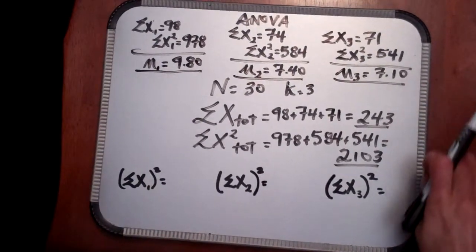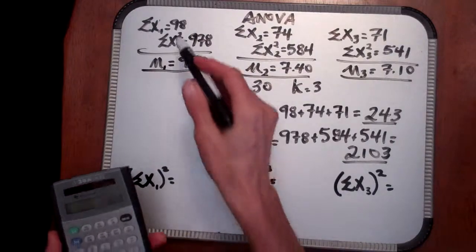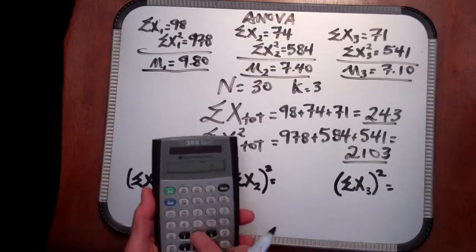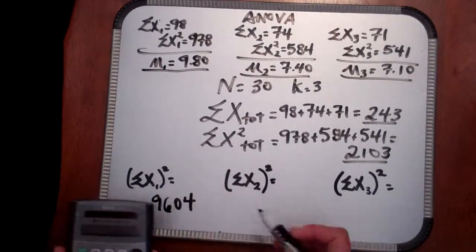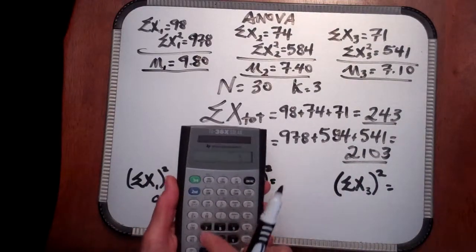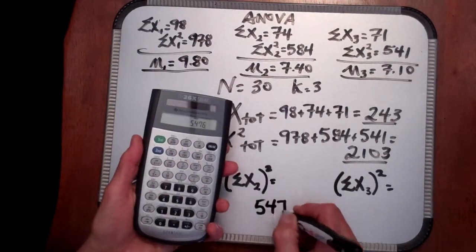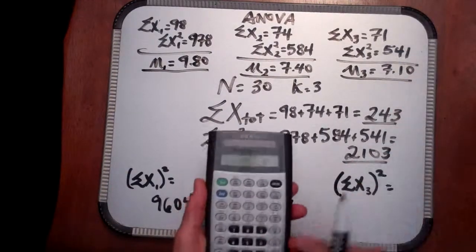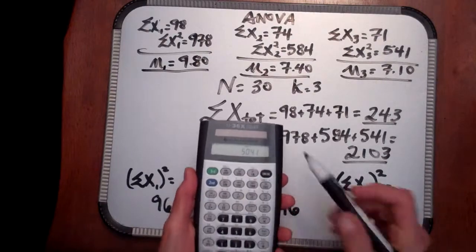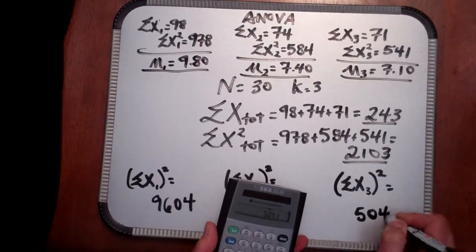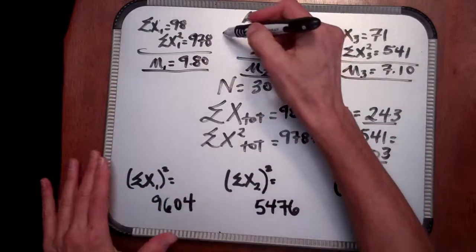And here what you want to do is square the x sum values, right? So you want to square 98, and that's 9,604. And you want to square 74, and that's 5,476. And you want to square 71, and that's 5,041. Okay, now having these values laid out in this very organized way is going to help you in the calculation of your sum of squares within, sum of squares between, and sum of squares total.